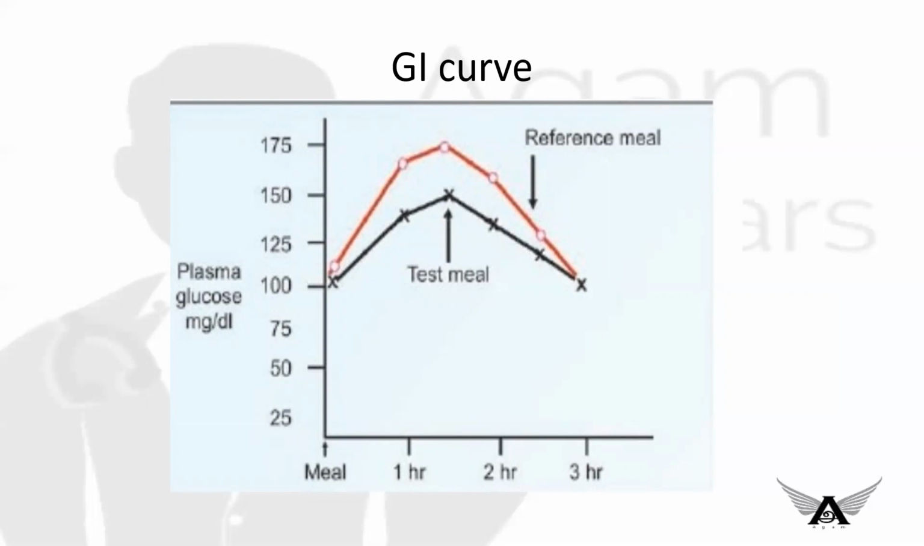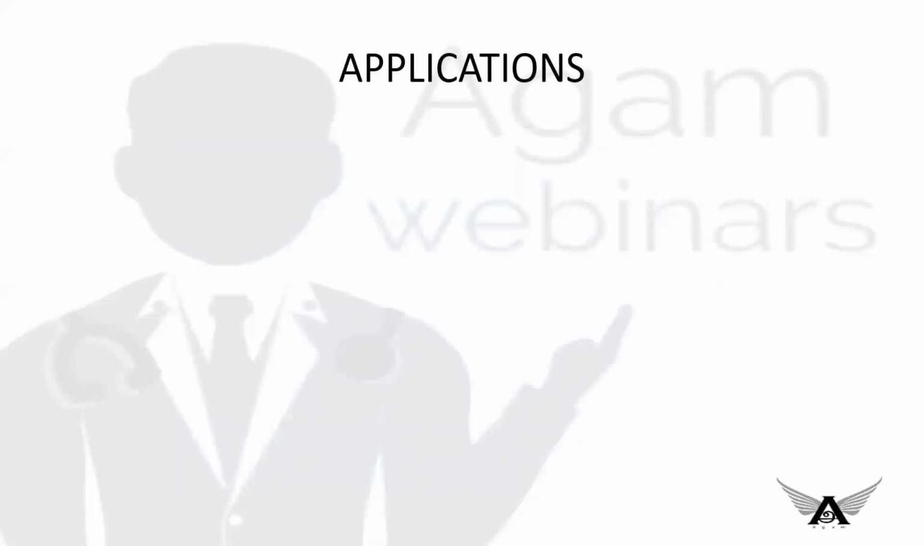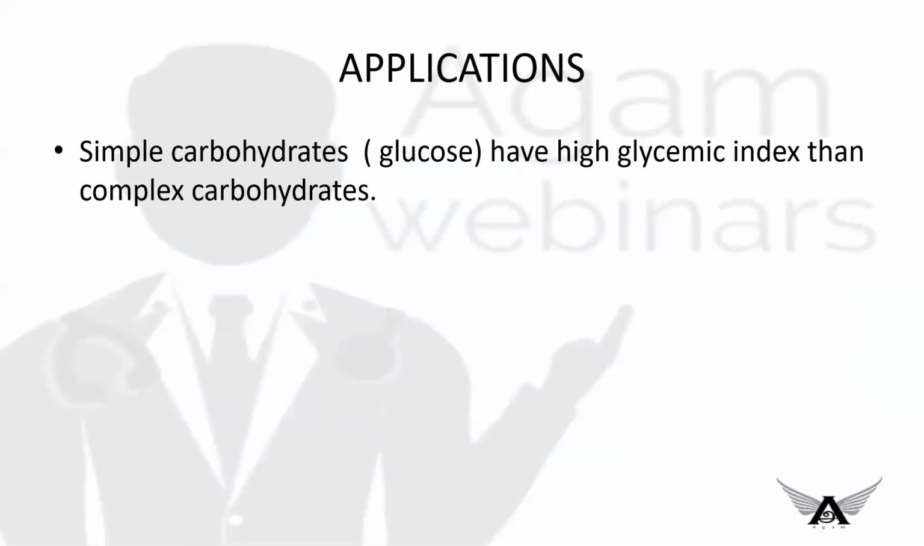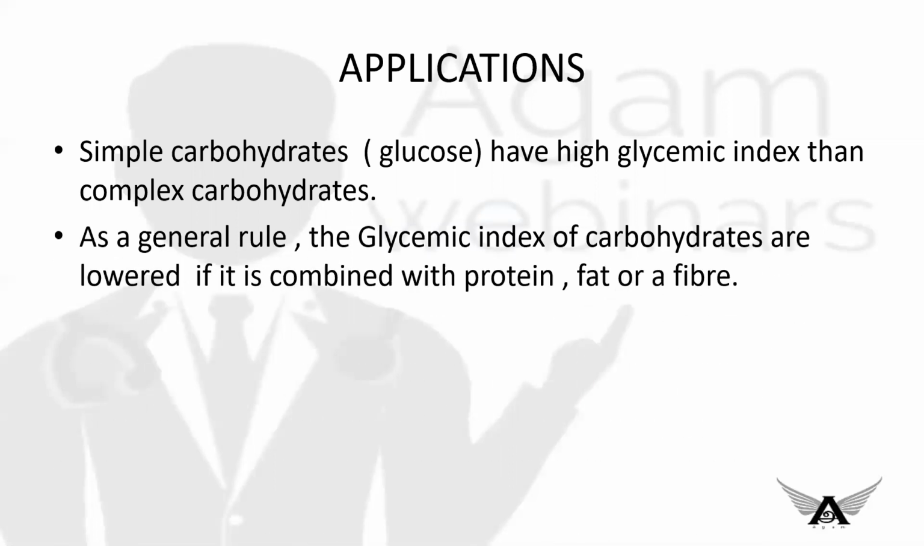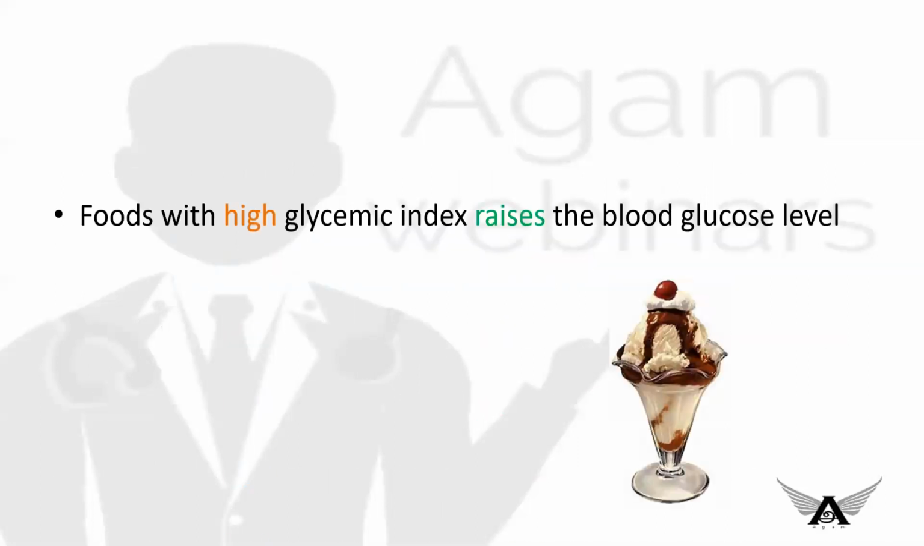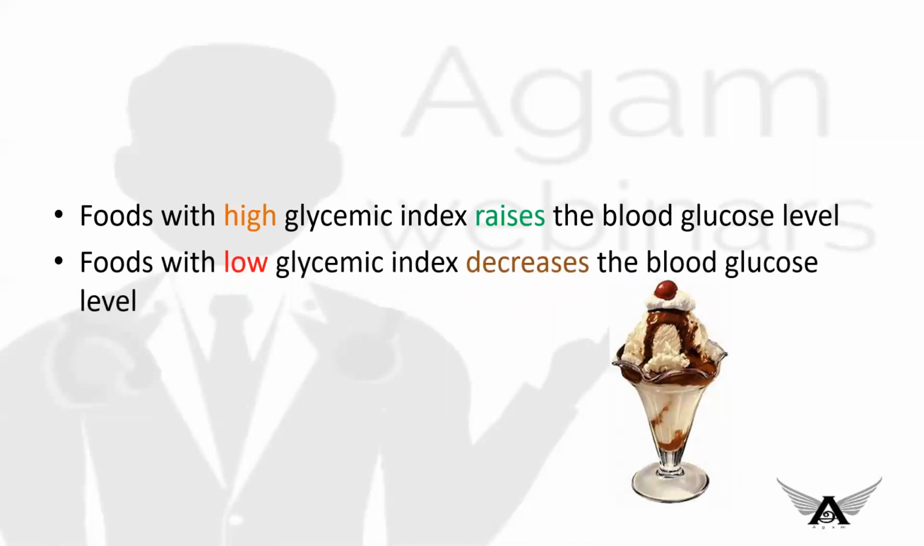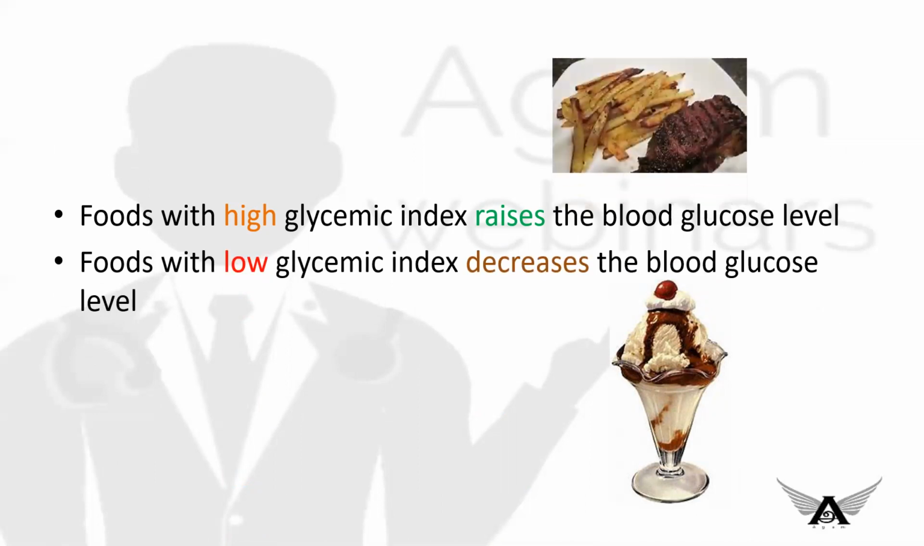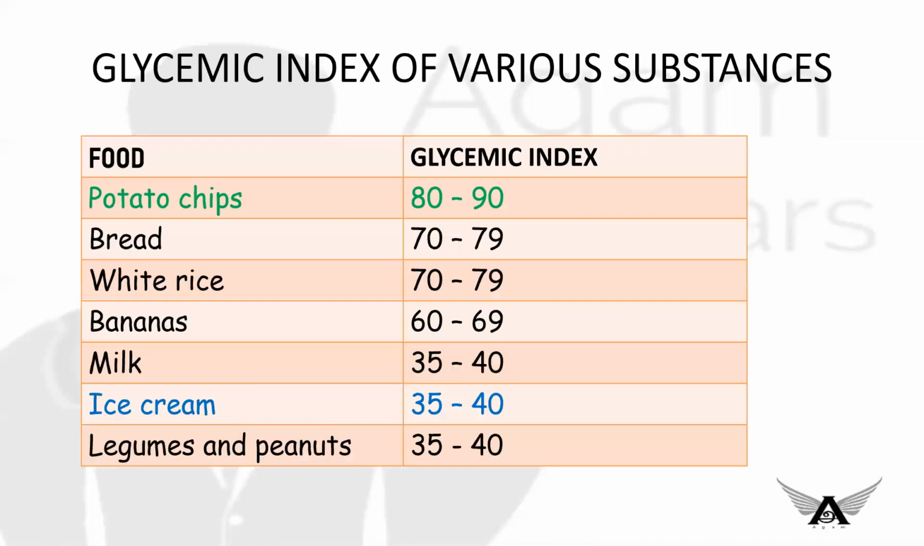Now I hope you understood how to calculate the glycemic index. Coming to the next topic, applications of this glycemic index. Simple carbohydrate food will have a higher glycemic index. When such carbohydrate is combined with proteins, fibers or fat, the glycemic index will be reduced. So food with high glycemic index will increase the blood glucose level, and food with low glycemic index decreases the blood glucose level. We'll see the list of food with its glycemic index values.